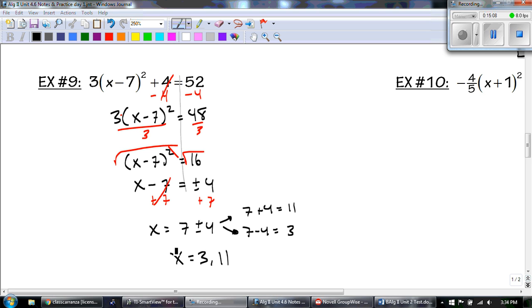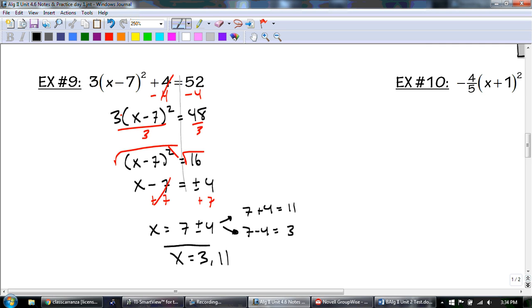Okay, so you should have gotten 16. The square root of 16 is plus or minus 4. And then when we add 7 to that, x equals 7 ± 4. And then 7 plus 4 is 11, 7 minus 4 is 3, so we get our two answers of 3 and 11.